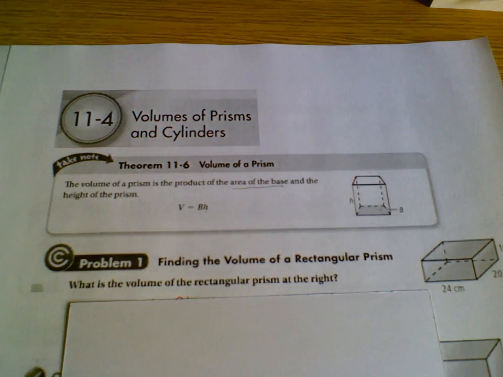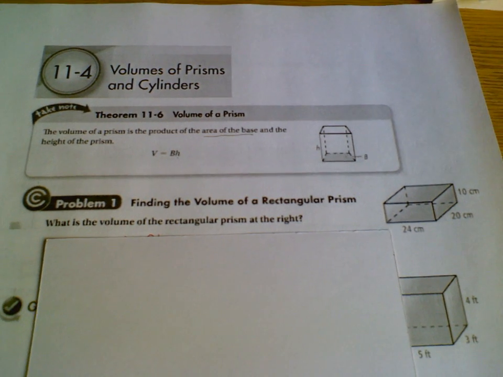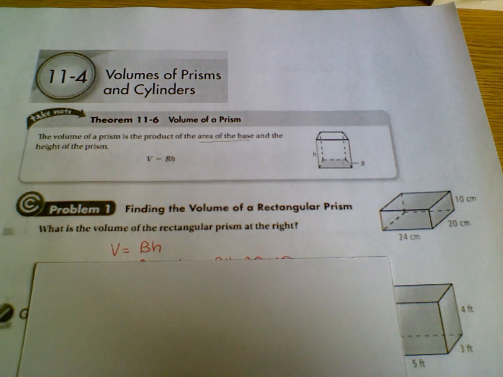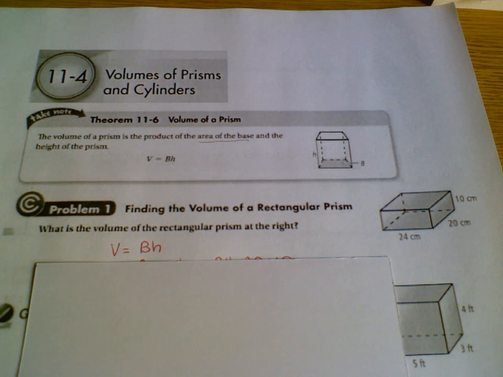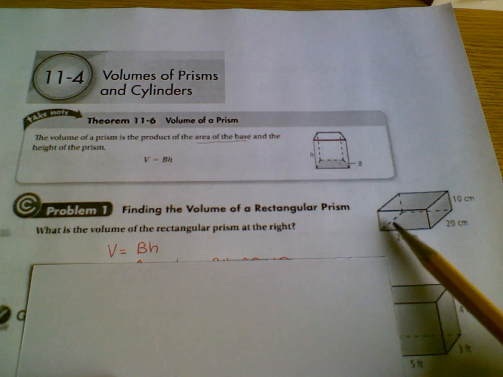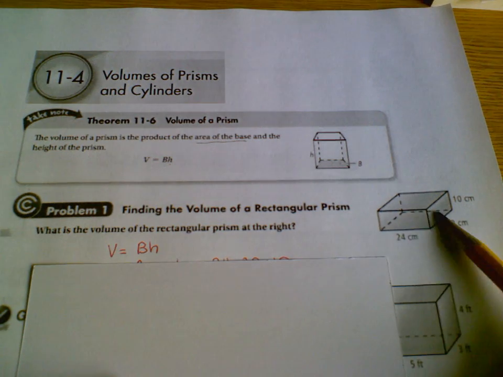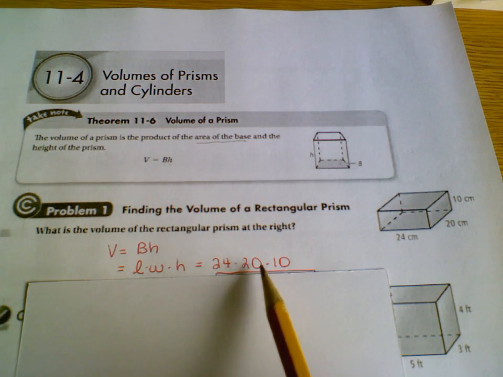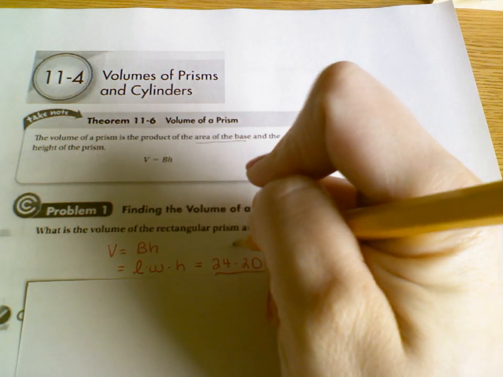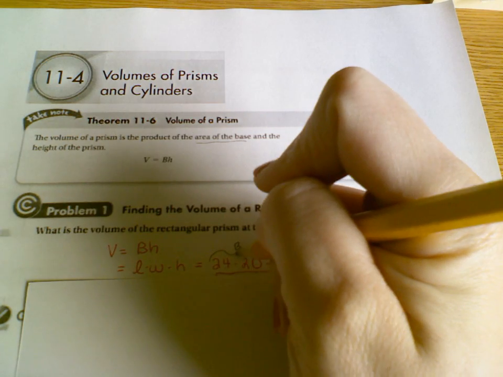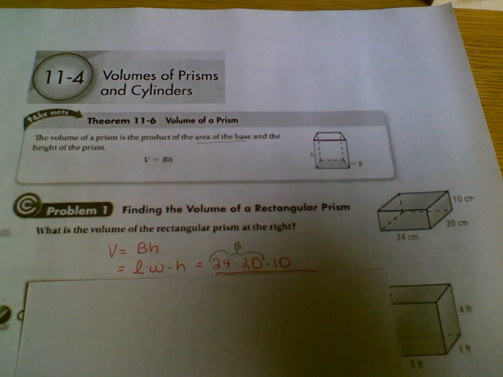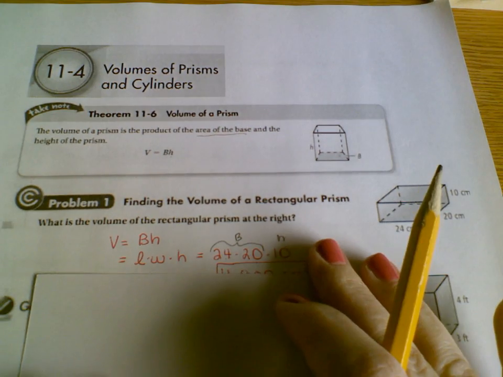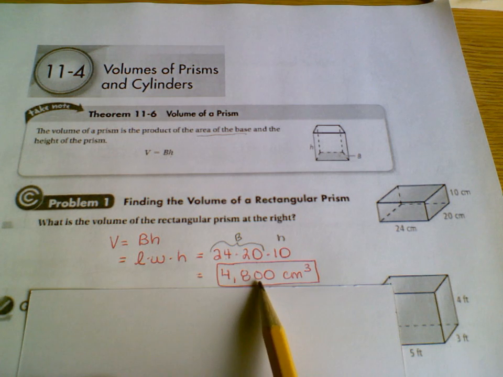So here's the first problem. It wants us to find the volume of the rectangular prism at the right. So I would use volume equals area of the base times height. My base is a rectangle, so the area of a rectangle is length times width. That means I'm going to do 24 times 20 for the area of the base, and then I'm going to take it times the height of the prism, which in this case is 10. So multiplying all those together, I get 4,800.